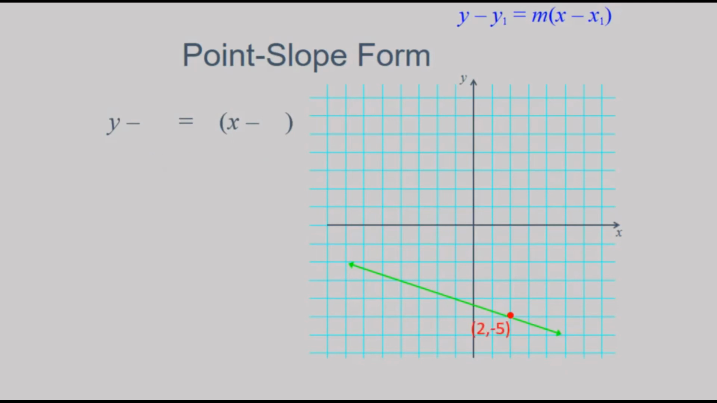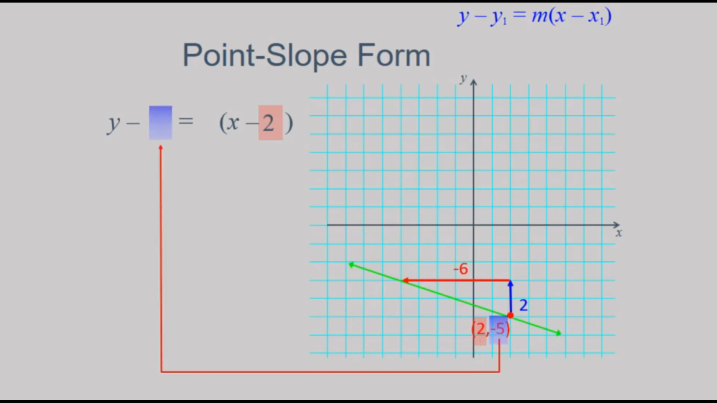We have the point with coordinates (2, -5) that will replace our x sub 1 and y sub 1 in the formula. And the slope here, we have a rise of 2 with a run of -6. The x coordinate of the given point is 2. That goes in this place. The y coordinate is -5, going here on the left side of the equation for the y sub 1.